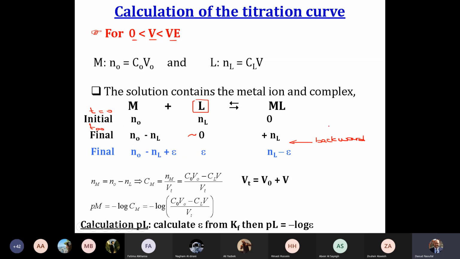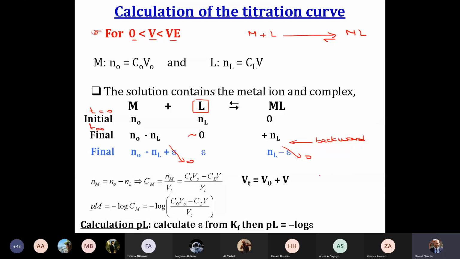Pay attention that this reaction, M plus L, is complete in direction 1 and is very limited in direction 2. So epsilon is negligible with respect to NL. Here we have only epsilon, I cannot remove this value. And epsilon will also be negligible with respect to N0 minus NL.